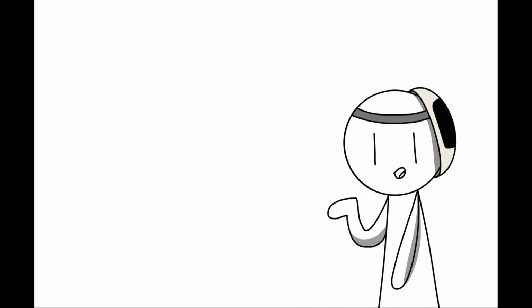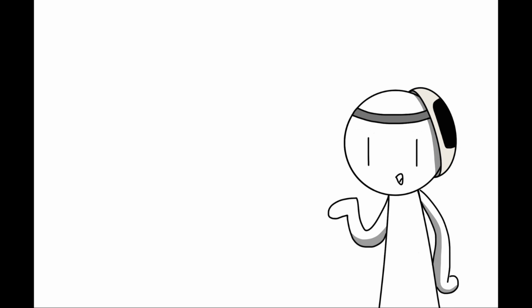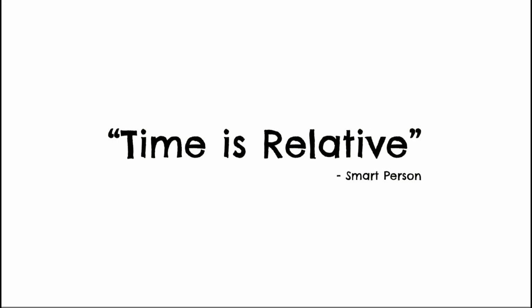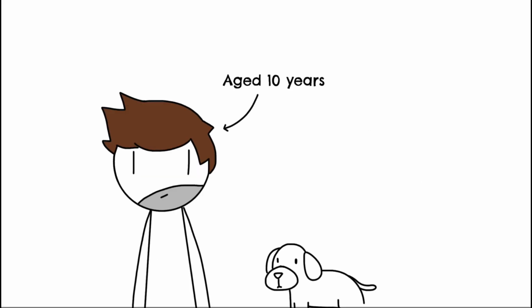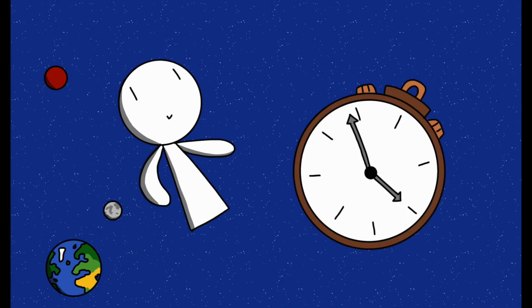If you ever took physics or just heard of the equation E equals mc squared, you may have heard of the saying, time is relative. It's the reason why in 10 years I will be 10 years older while my dog would be 70 years older. That's how dogs work, right? Dog years? I'm not here to tell you how space and time works. There's enough YouTube videos on them already.